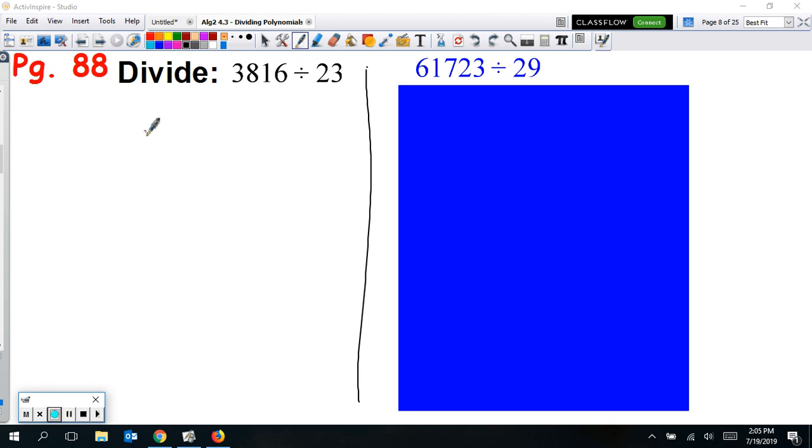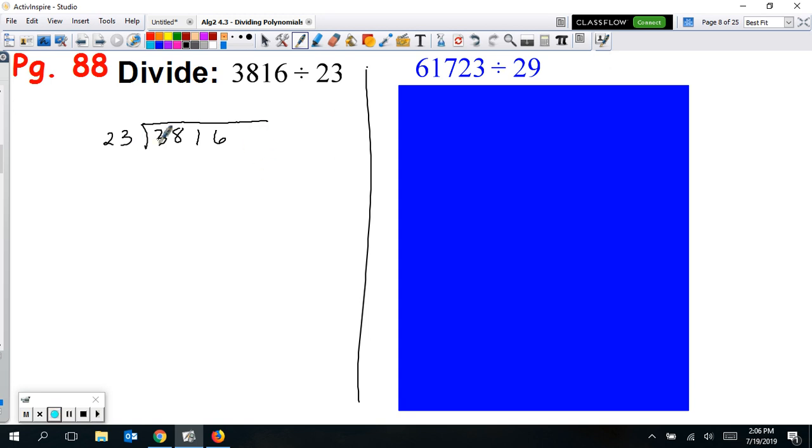So first of all, we're going to draw our division bar down. We're going to put the first number always underneath. The second number here is what we're dividing by. That's our divisor. So again, those names: dividend underneath, divisor here, and the quotient, which will be on top, is the answer.